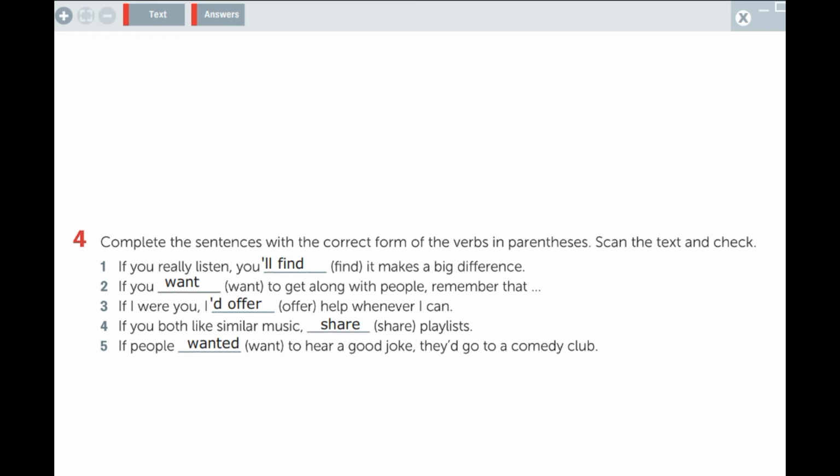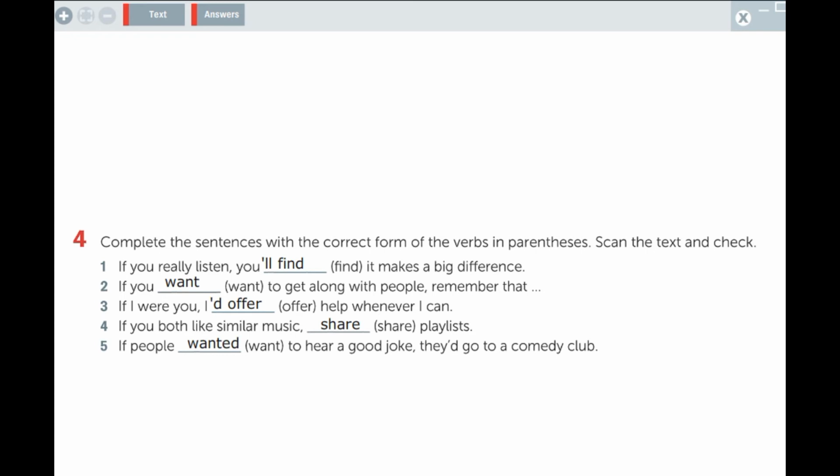Number 4, if plus the verb in the present, if you both like, and in the main sentence I use the imperative, similar to number 2. In number 5, I use if plus the verb in the past, and in the main sentence I use they'd go, right? That is, contraction of they would go.